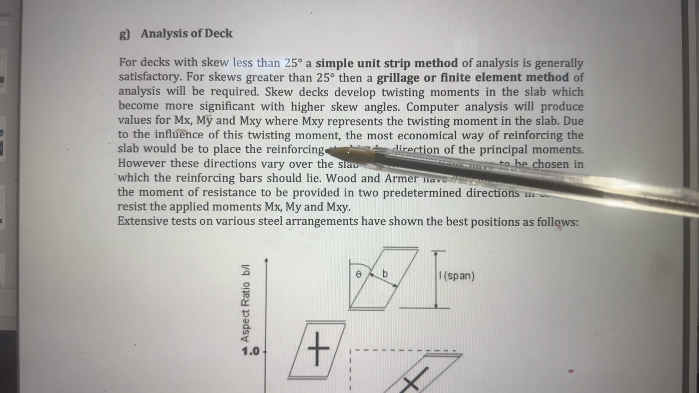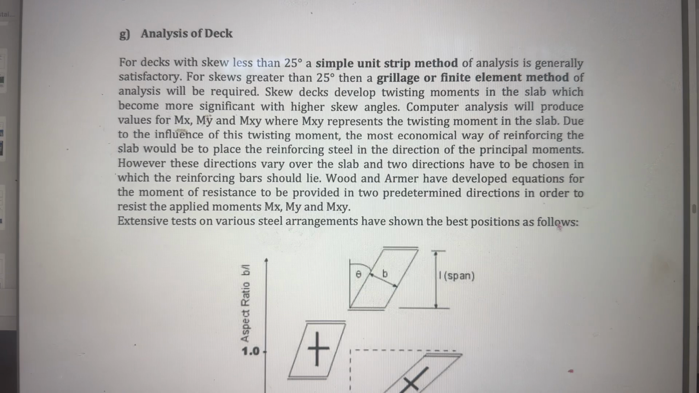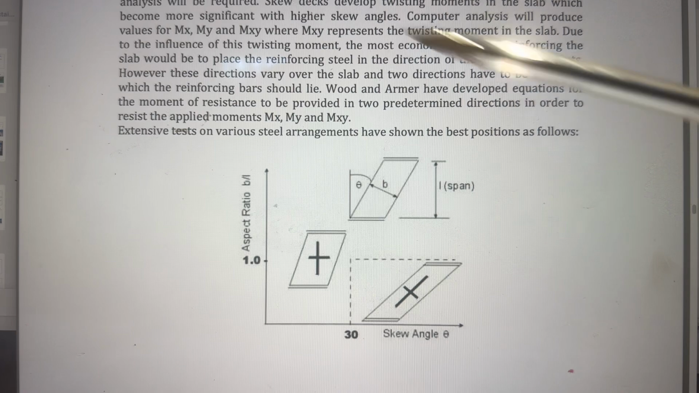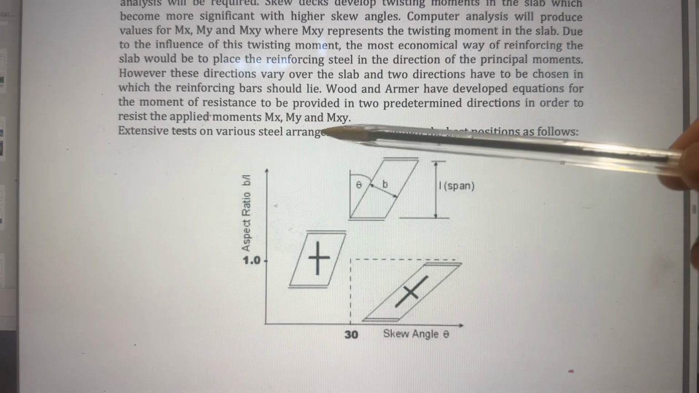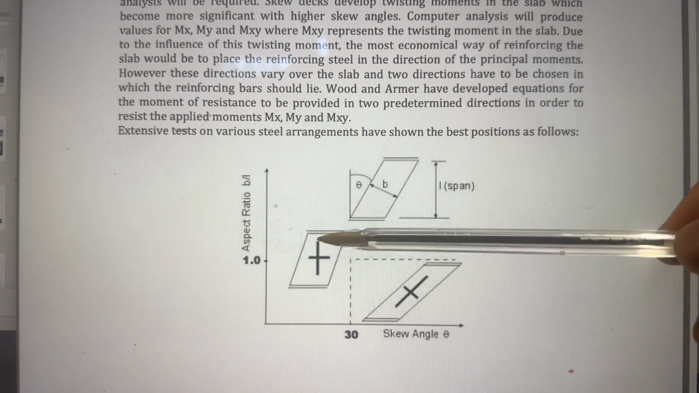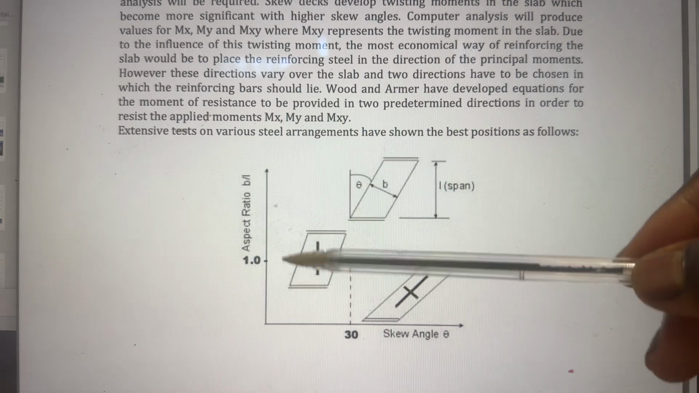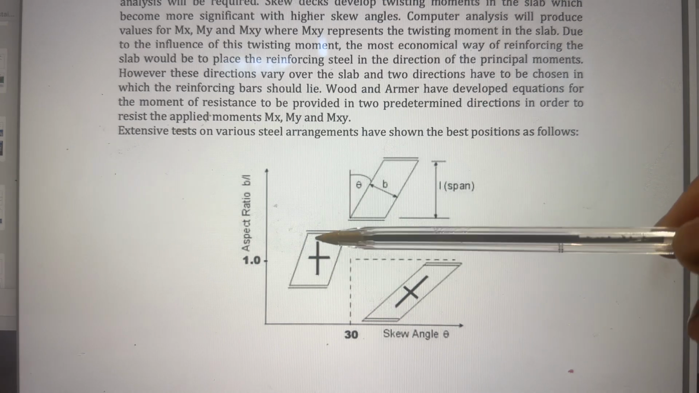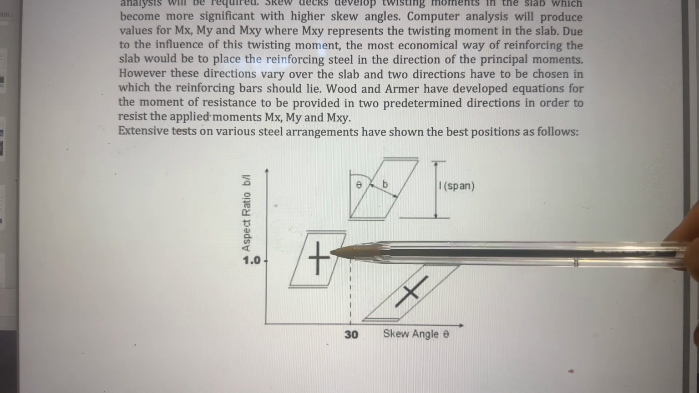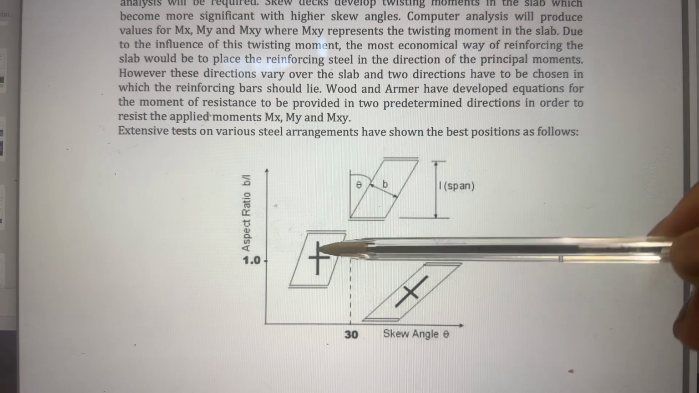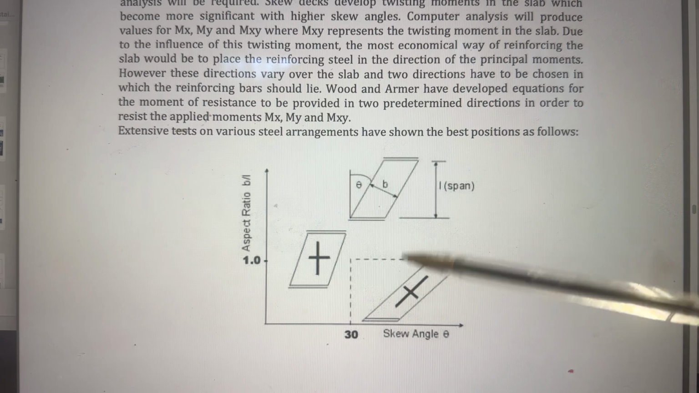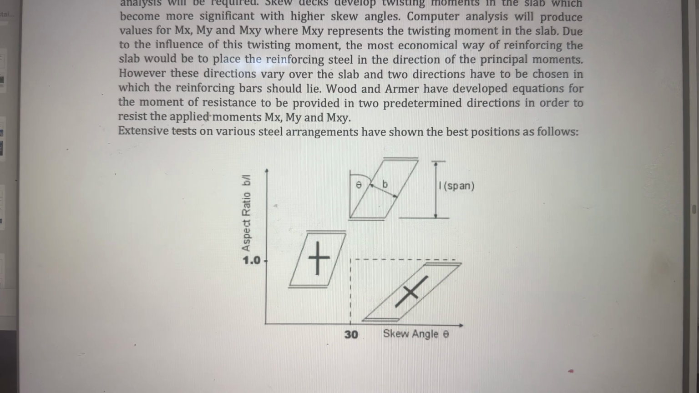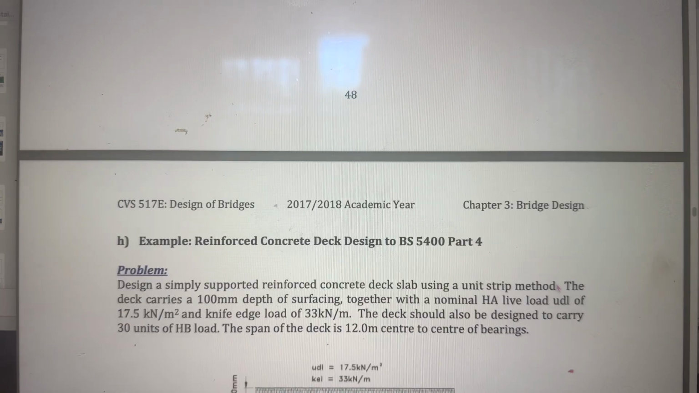It has been found that the best approach was given by Wood and Armer, on how to design reinforcement for a skew bridge, whereby you can calculate it once you have calculated mx, my, and mxy. And this is the appropriate way. You have a bridge here with a particular skew angle, and the appropriate reinforcement will be straight up, and in the transverse direction, this is the way. Another approach of providing reinforcement is provided here. So that completes this, and now we can move on to the example.